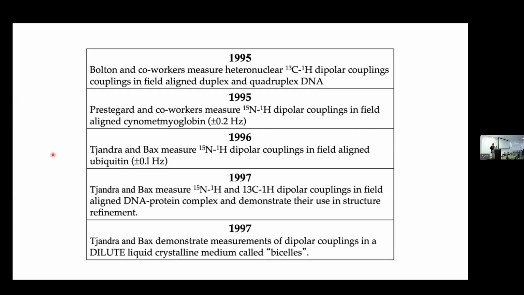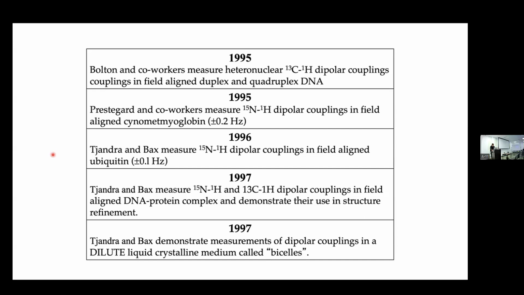The alignment levels, by the way, are all 10 to the minus 6, 10 to the minus 5, these magnetic alignments, which are not quite as high as we would like them to be. But the measurements were done with very high precision, plus or minus 0.2 Hertz. So this was really a seminal contribution because it showed that you could take proteins and align them and measure the RDCs for them.